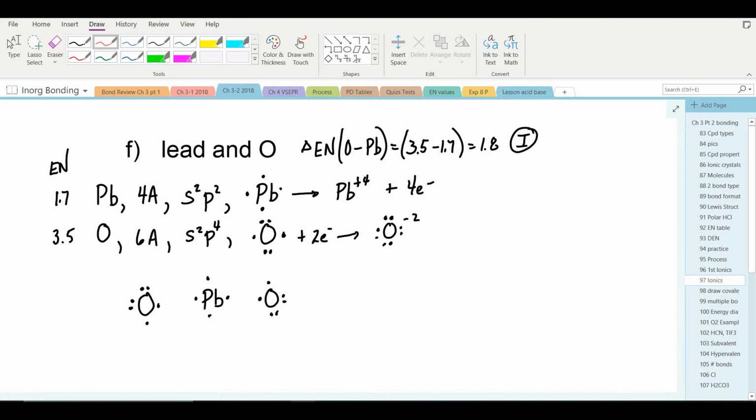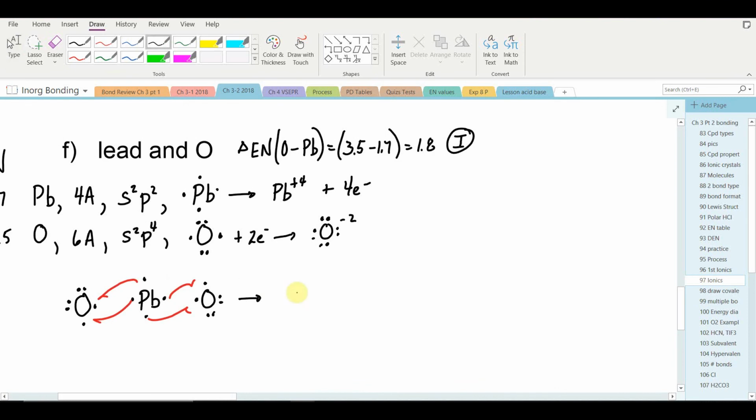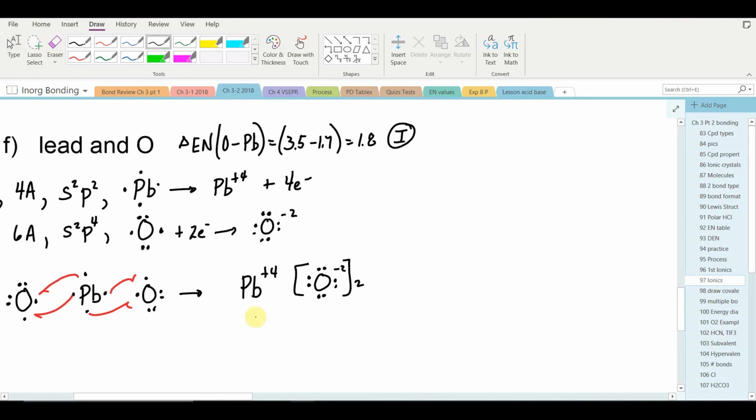Now, assuming that lead can lose all 4 electrons, which is what we're assuming for this, we'll talk about it in a bit, this would happen, and we'll form Pb plus 4, and then we'll have 2 of these oxide minus 2 anions. So the formula would be PbO2. And the name is lead 4 oxide.